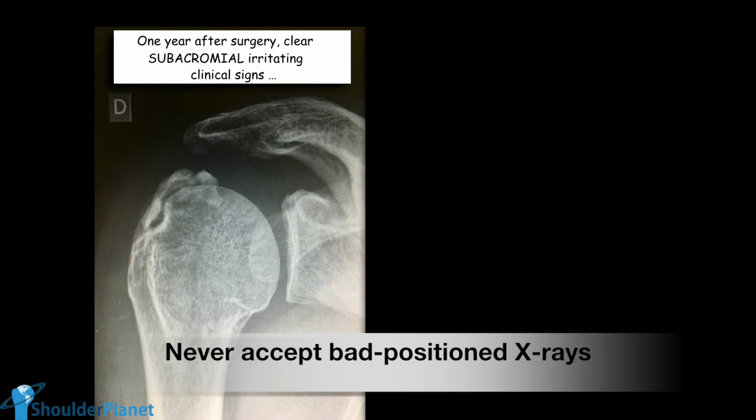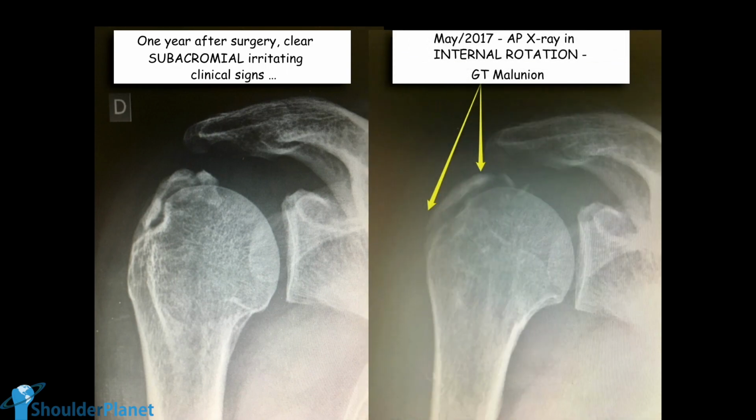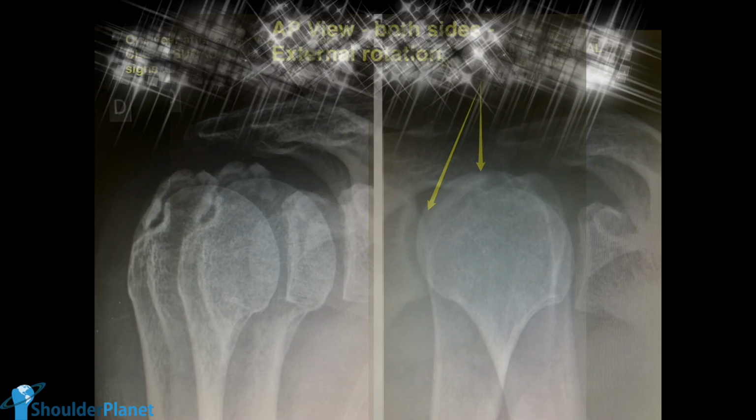So this is a true AP view in which we see no superposition of the humeral head over the glenoid. This is in external rotation, a very good view of the subacromial space, and we can see here a clear greater tuberosity non-union, and this is in internal rotation. So external rotation and internal rotation are very important views in a true AP view, of course.